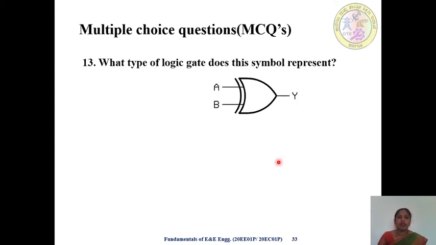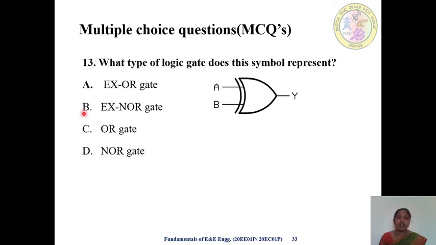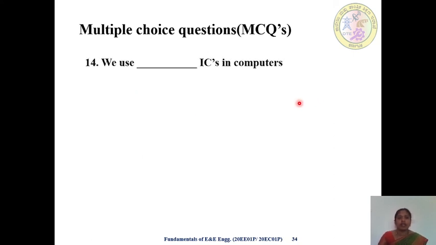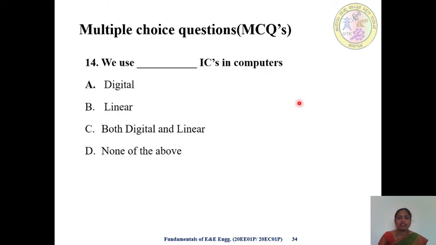Next one, what type of logic gate does this symbol represent? Options are XOR gate, XNOR gate, OR gate, NOR gate. What is the symbol of this gate? So it is an XOR gate. So the option is A, XOR gate. We use dash ICs in computers. Options are digital, linear, both digital and linear, none of the above. The solution is A. We use digital ICs in computers.